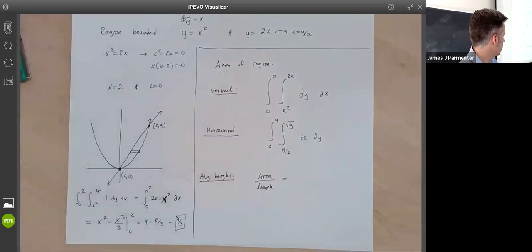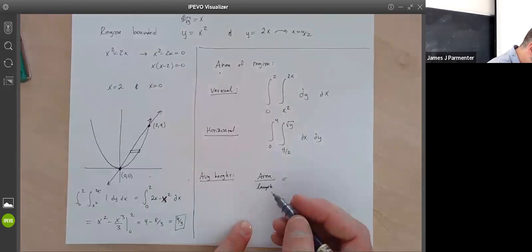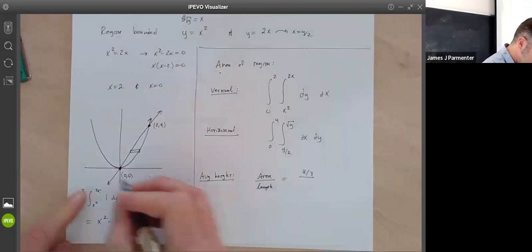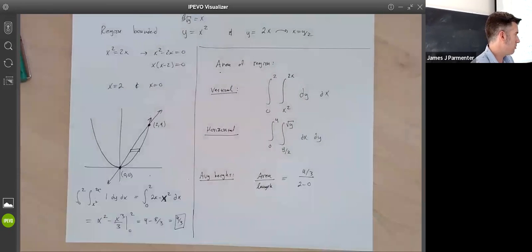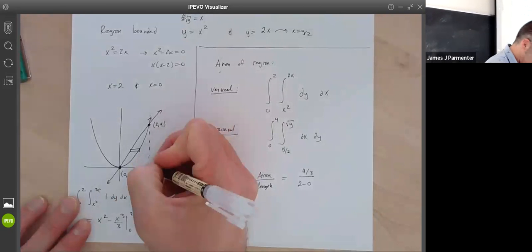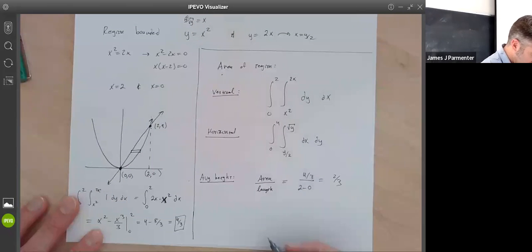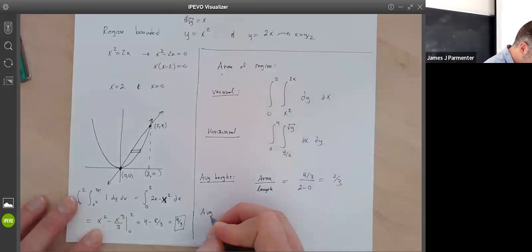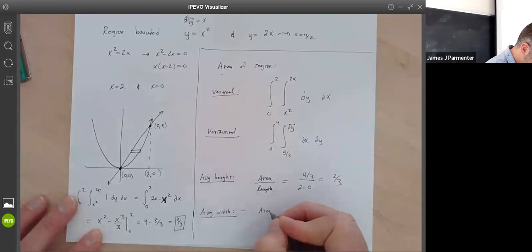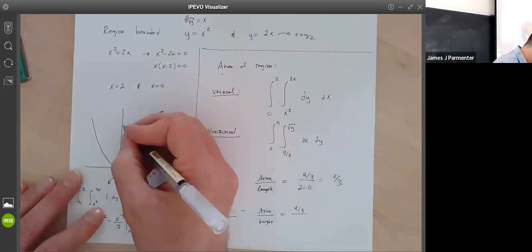So that's the area of that region. So then the average height is going to be 4/3 divided by the length, which is 2 minus 0. Right? The length is from here to there, which is going to be 2/3. Whereas the average width is going to be the area divided by the height. So we're going to get still 4/3, but now divided by the height, which is 4.